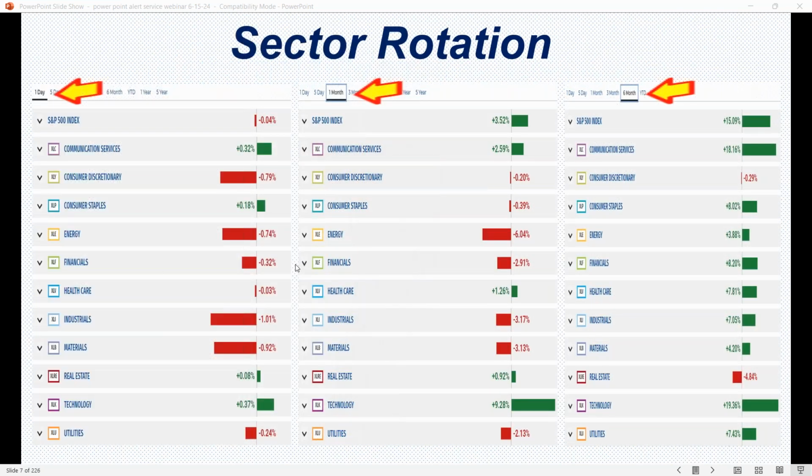So first off, I like to look at sector rotation. Every day we're always looking at the various sectors, what they're moving, the money flow. This is a really cool thing that you can use. It's called Sector Tracker. You can see currently where we are. This is the 1-day sector rotation, and you can see what happened this past Friday.